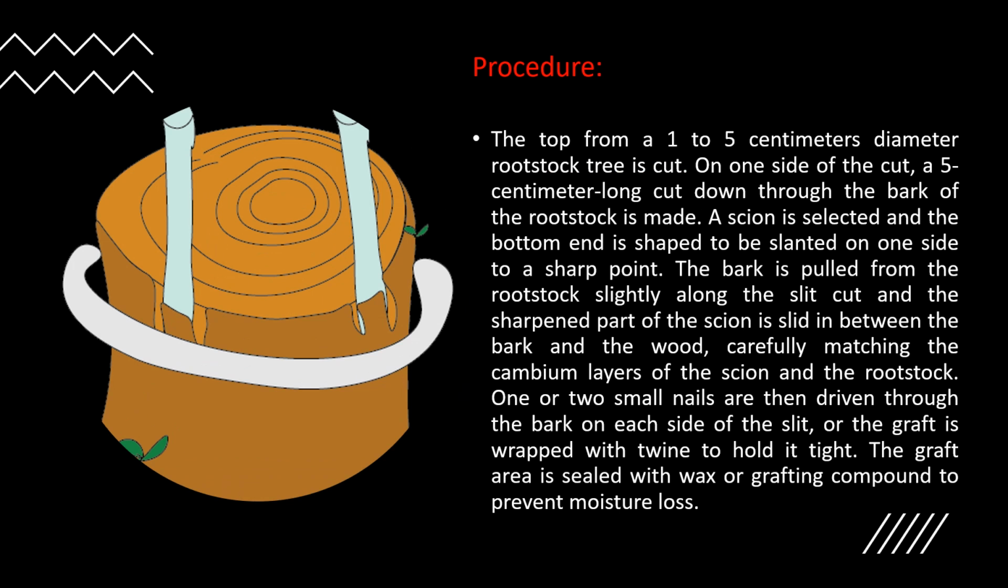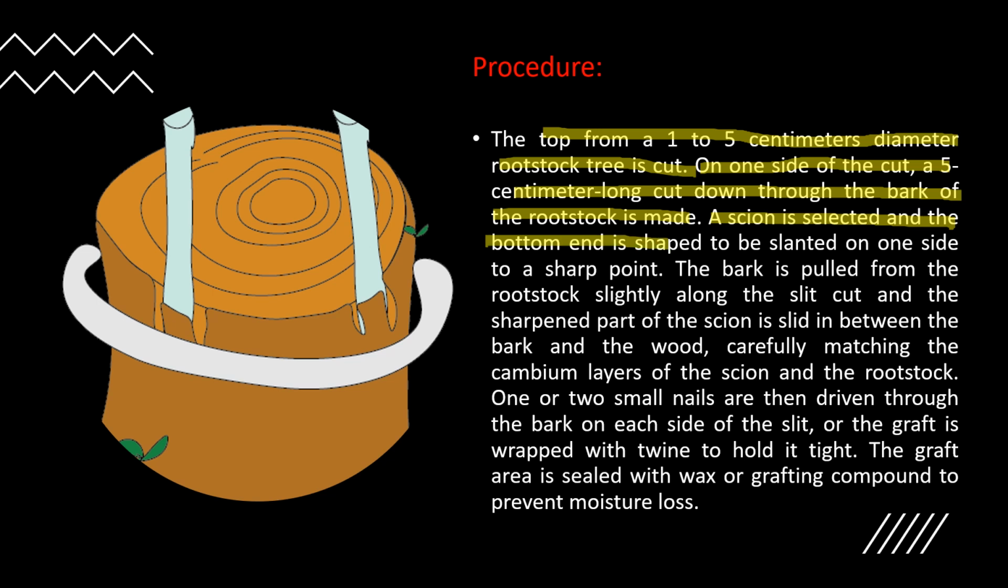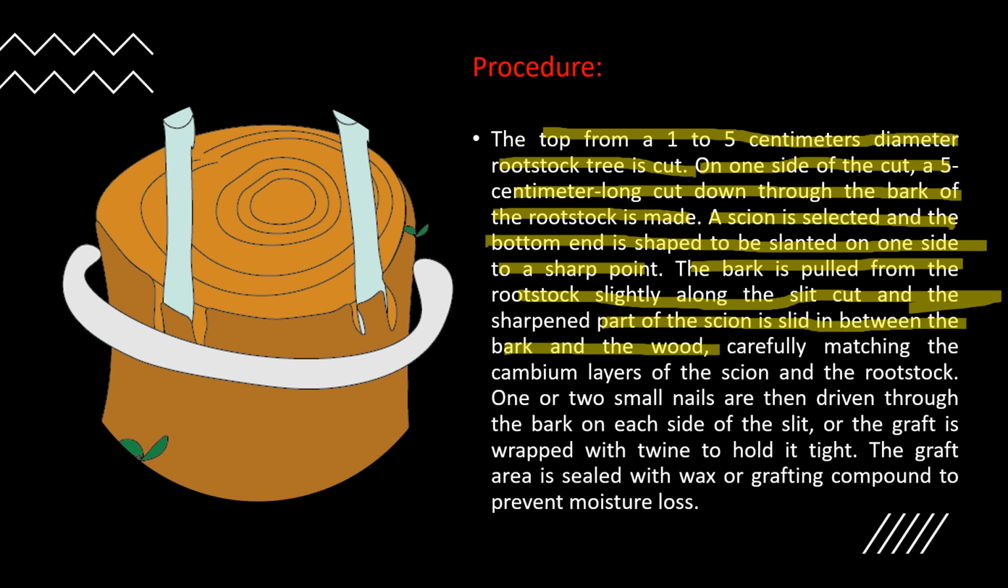Procedure of bark grafting. The top from a 1 to 5 centimeters diameter rootstock tree is cut. On one side of the cut, a 5 centimeter long cut down through the bark of the rootstock is made. A scion is selected and the bottom end is shaped to be slanted on one side to a sharp point. The bark is pulled from the rootstock slightly along the slit cut, and the sharpened part of the scion is slid in between the bark and the wood, carefully matching the cambium layers of the scion and the rootstock.